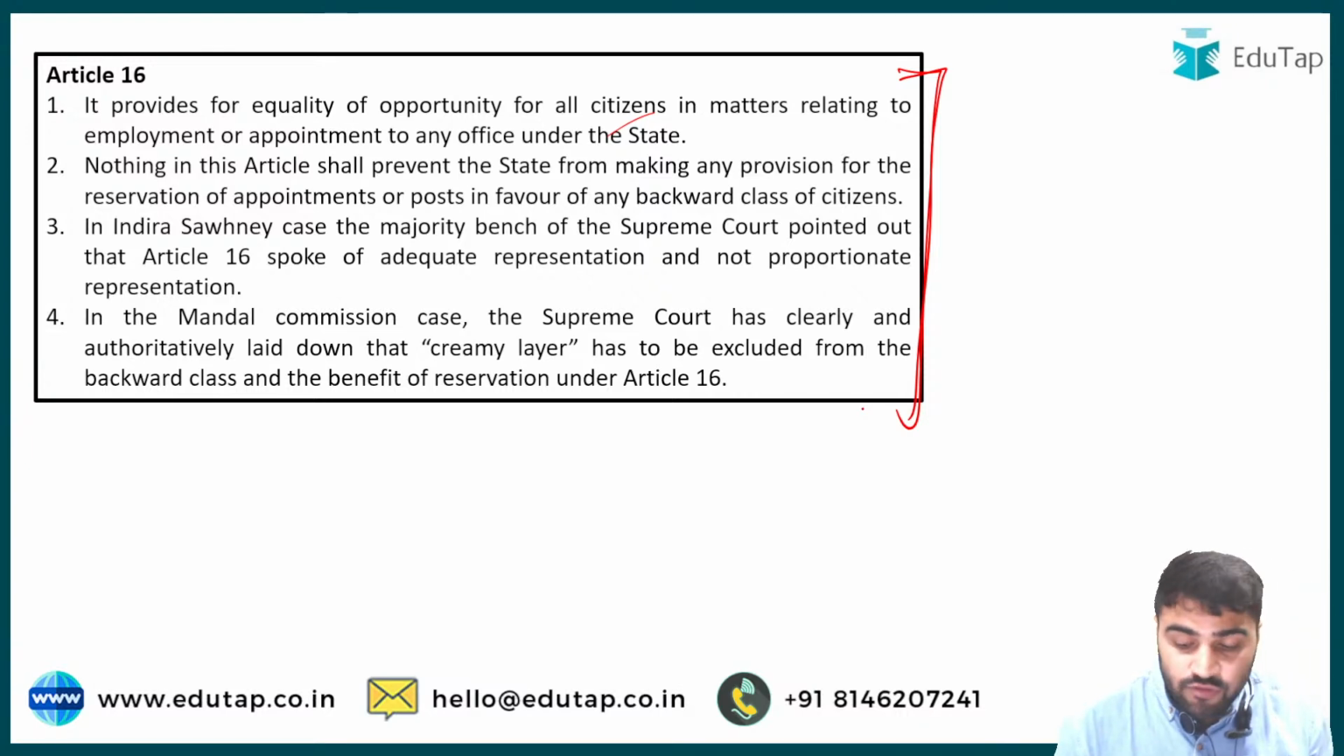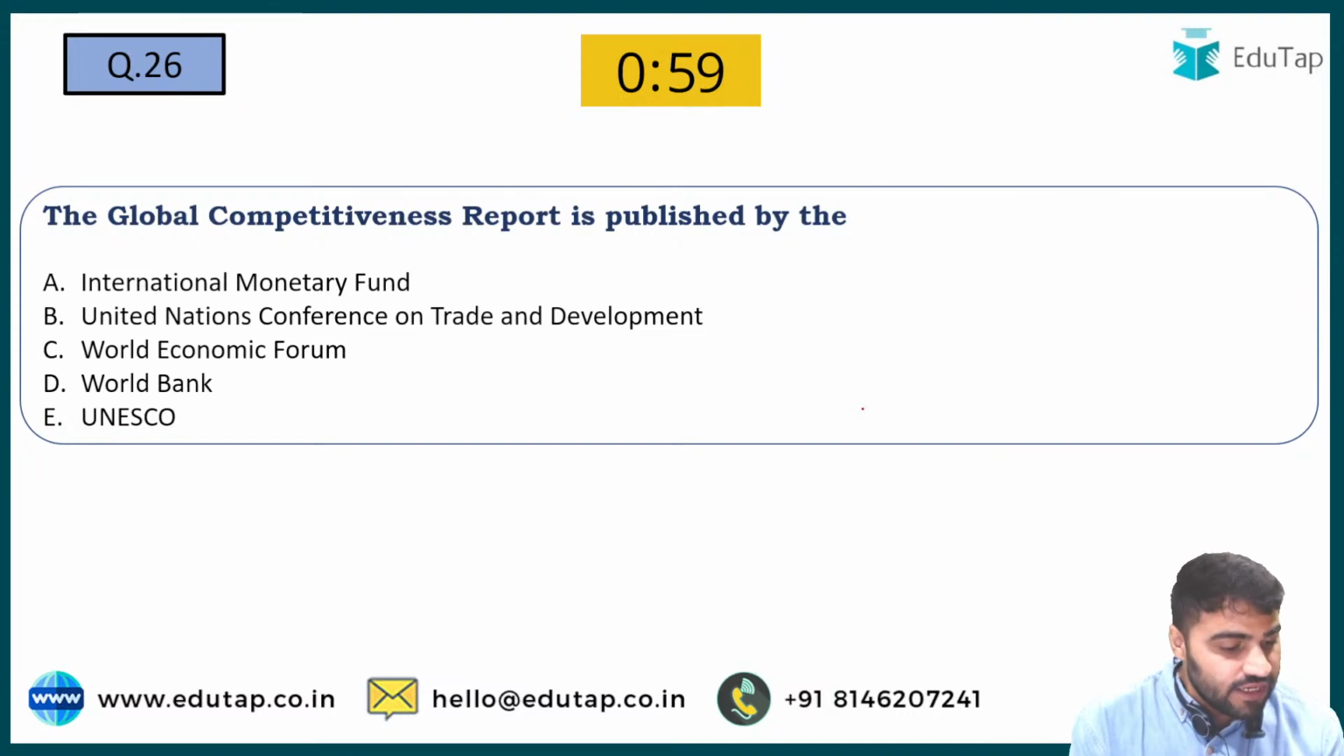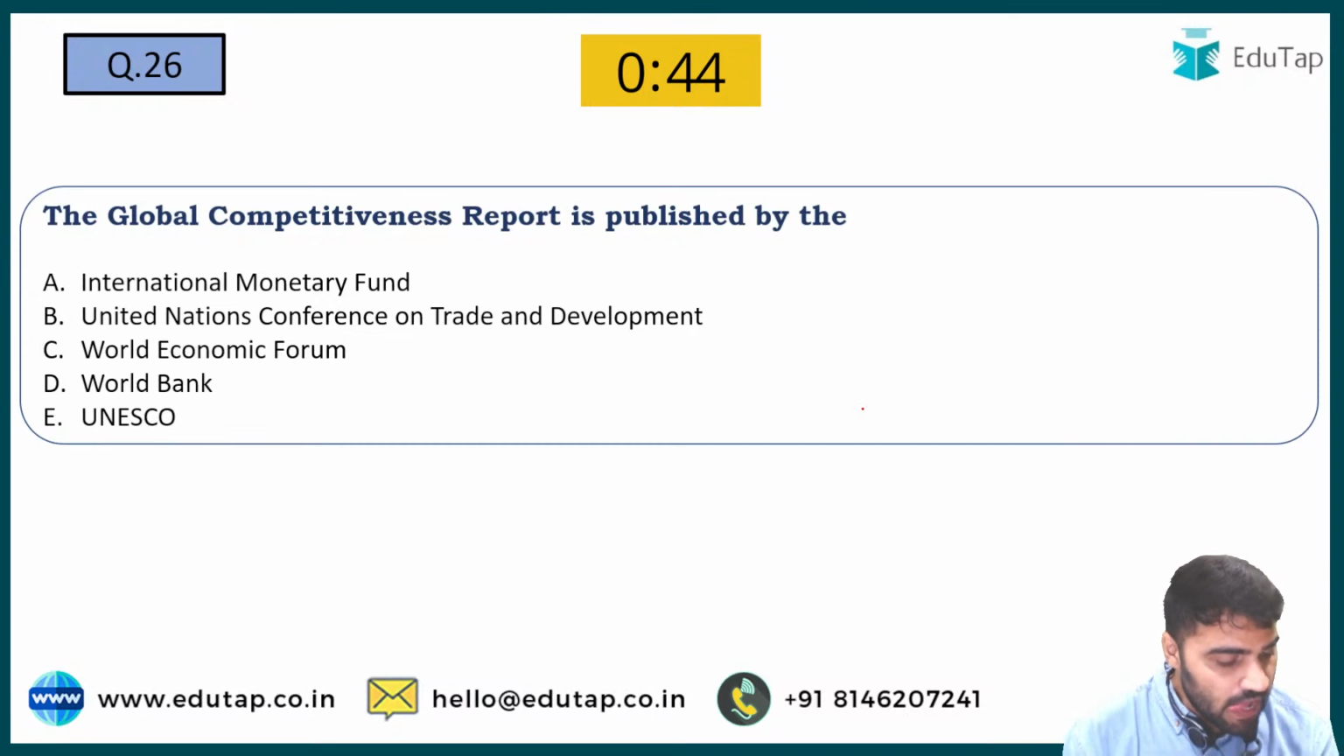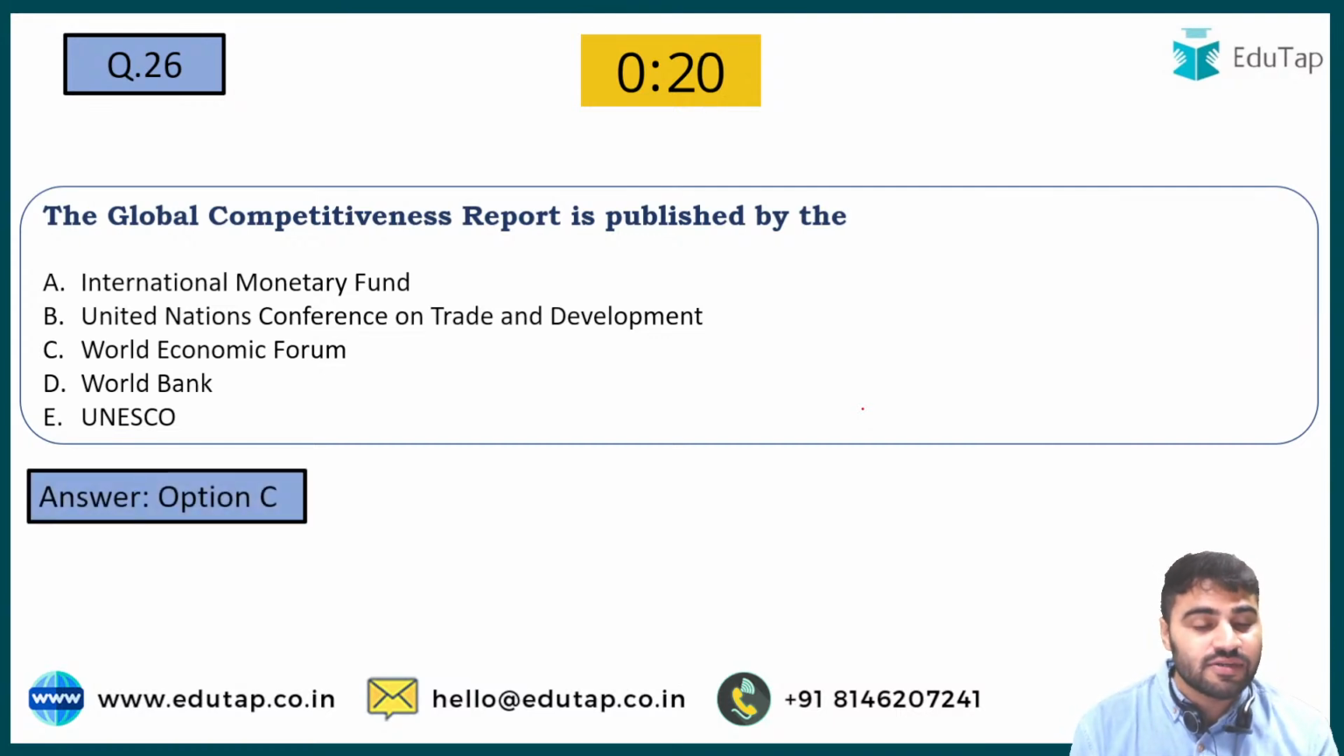Right? Now guys, let's move to question number 26. Question number 26 is, the Global Competitiveness Report is published by the, your options are International Monetary Fund, United Nations Conference on Trade and Development, World Economic Forum, World Bank or UNESCO. Nilesh is saying 26C, that is World Economic Forum. Guys, we are talking about the Global Competitiveness Report. Civil Service Corner is saying World Economic Forum. Okay, Isha, Jyoti, Nikhil, Selva, you all are saying option number C. So the right answer for this question is option number C only, that is World Economic Forum.